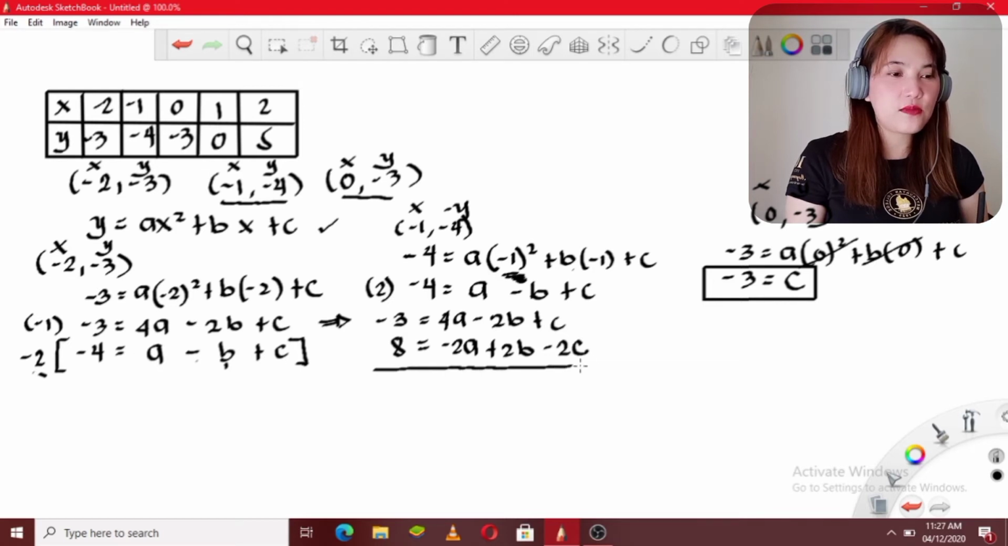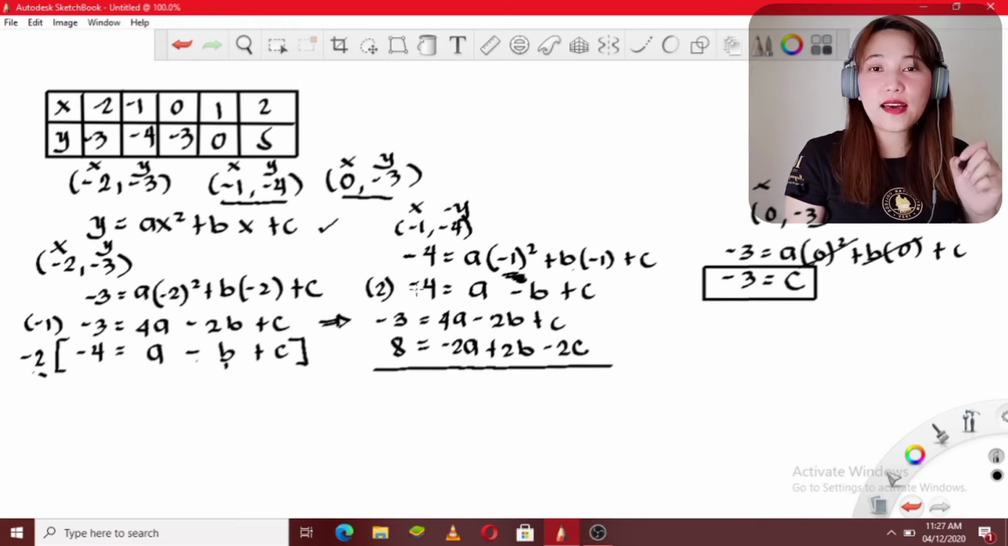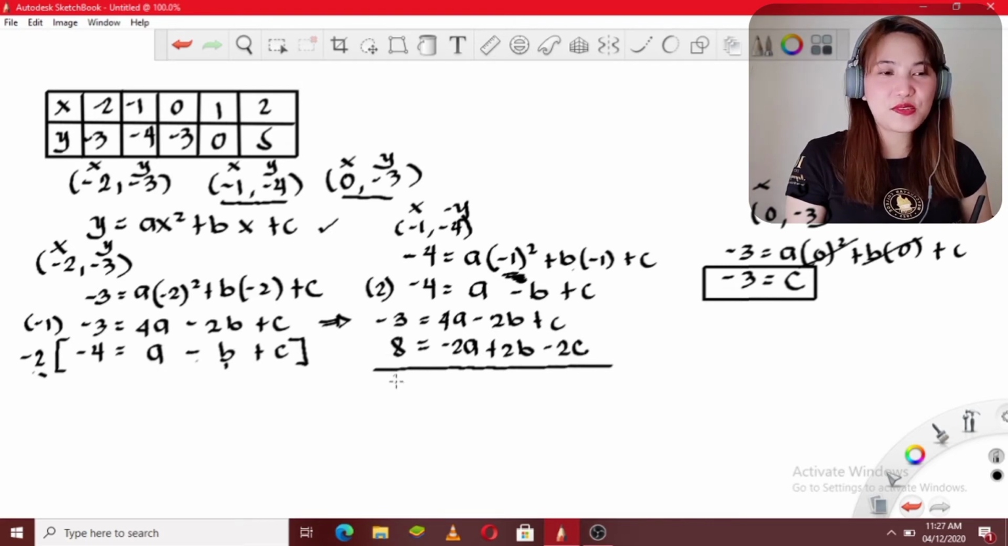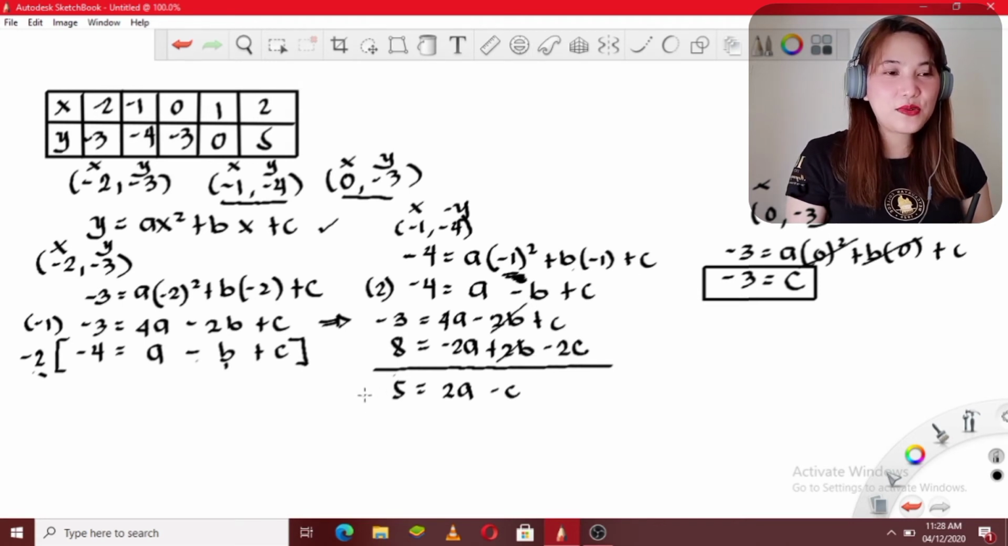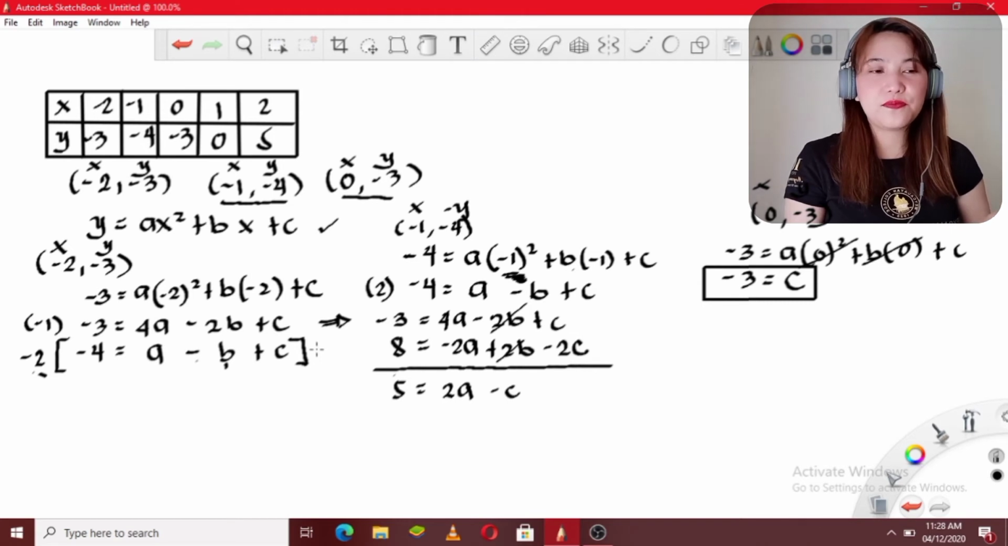Dito natin ilagay sa ibaba. So, i-add natin sila vertically. Negative 3 plus 8 is 5 equals 4a plus negative 2a or 4a minus 2a, that is 2a. So, ito, negative 2b plus 2b is 0. Cancel na yan. And c plus or c minus 2c is negative c. So, this is now another equation. So, I can consider this as equation number 3.